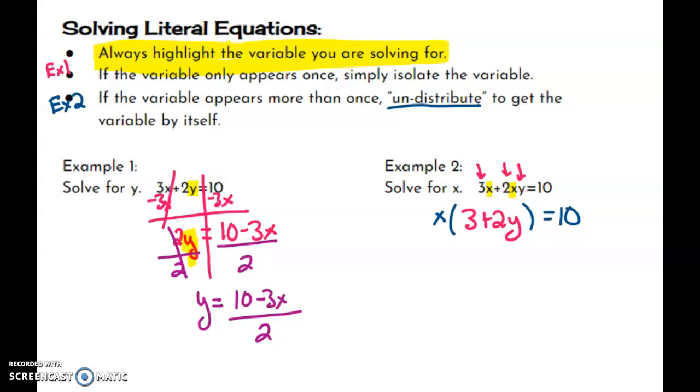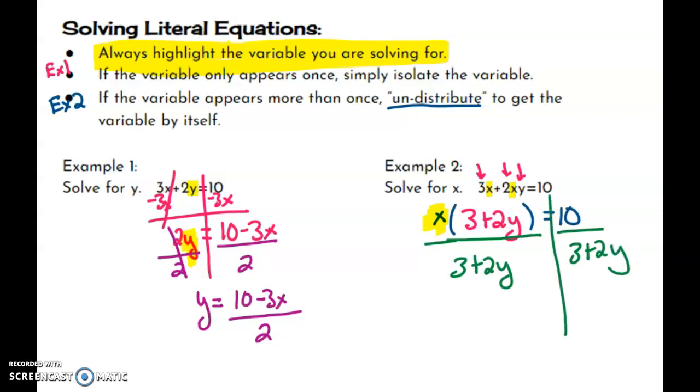Okay, let's highlight our x. Remember, that's what we're solving for, so let's give it a highlight. So now you want x by itself. Now what it's doing is it's multiplying times this whole parentheses right here. It's x times all that. So if we want to get rid of the parentheses, 3 plus 2y, then the inverse of multiplying is dividing. And remember, what we do to one side of the equal sign, we must do to the other. So when we divide, we're left with x equals 10 divided by 3 plus 2y.